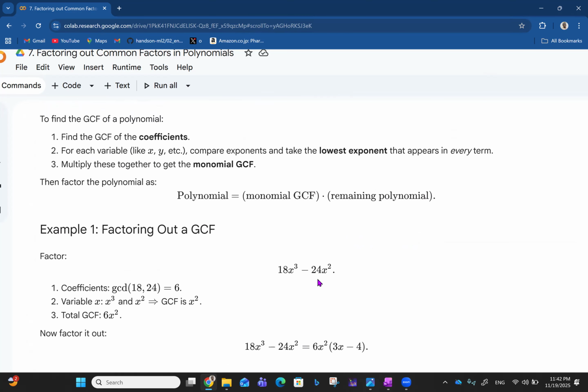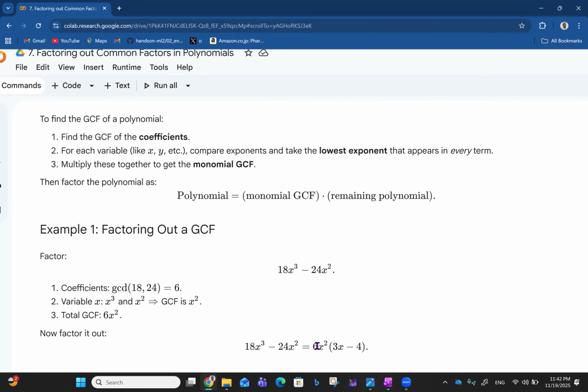So we have 18x cubed minus 24x squared. The greatest common factor for the coefficients is basically 6. For variable x, we just have x squared. So the total greatest common factor is simply 6 times x squared. So we have 6x squared. Now to factor it, you have 18x cubed minus 24x squared equals 6x squared.